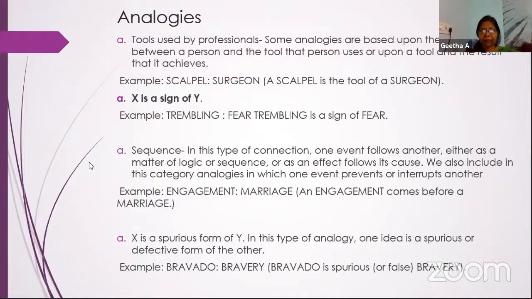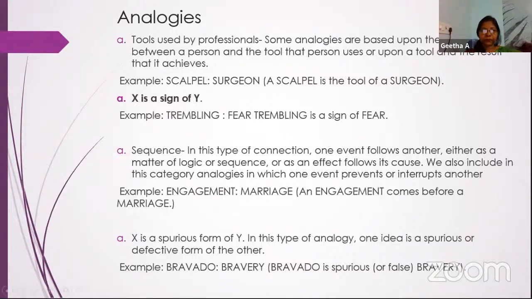So what are all the things that are there? It may be tools used by professionals. It may be X is a sign of Y. It may be a sequence. It may be a spurious form of Y. However it might be, we need to find out the relationship between the words given there. Sometimes they give scalpel, surgeon, and also give another word like saw, and there will be different choices, like carpenter, electrician, some other words. You need to select the last word. So that also might happen. Anyway, once we look into the practice exercise, I think we will understand this a little better, right?